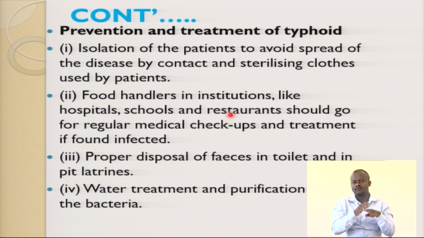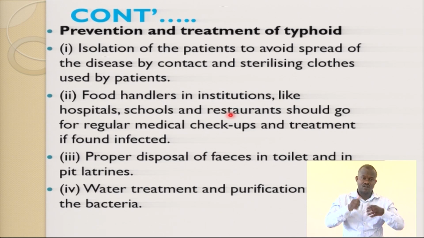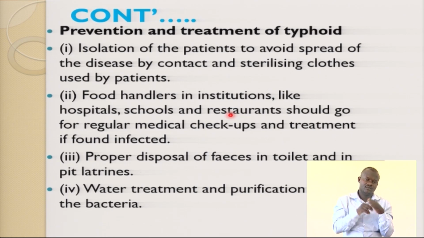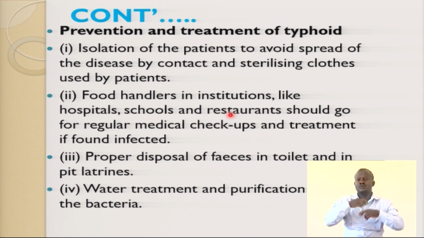Prevention and treatment. There are a number of ways we can prevent this typhoid. We say typhoid is a disease caused by poor standards of hygiene, so how can you prevent it? Isolate patients to avoid the spread of the disease by contact, and sterilize clothes used by the patients. Food handlers in institutions like hospitals, schools and restaurants should go for regular medical checkups and treatment if found infected.